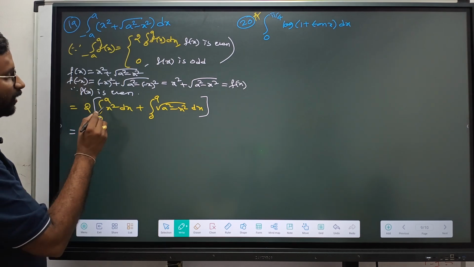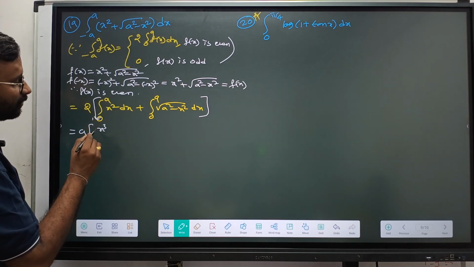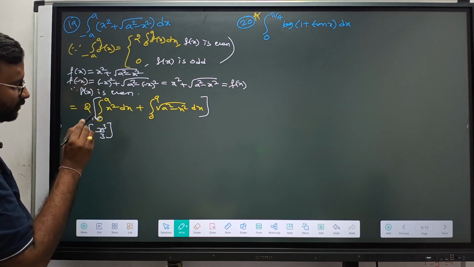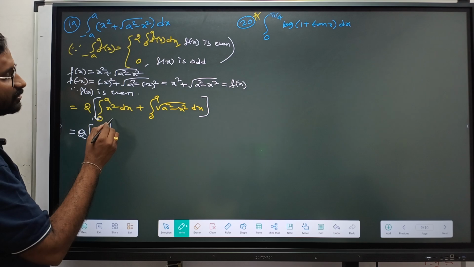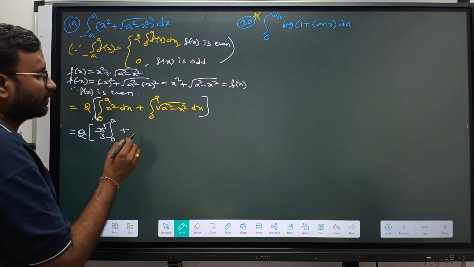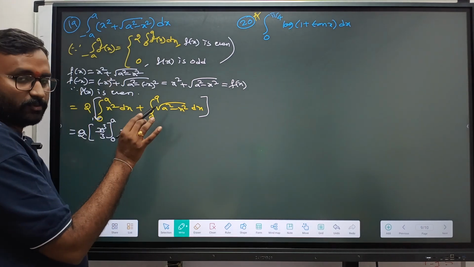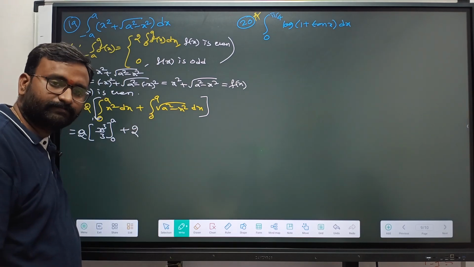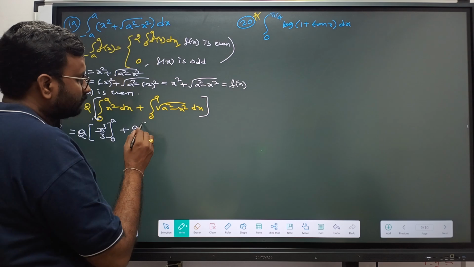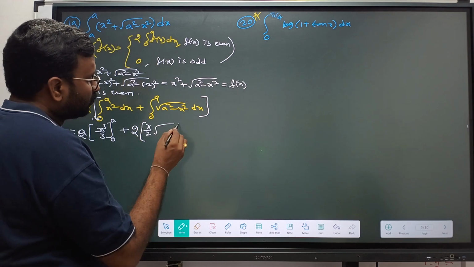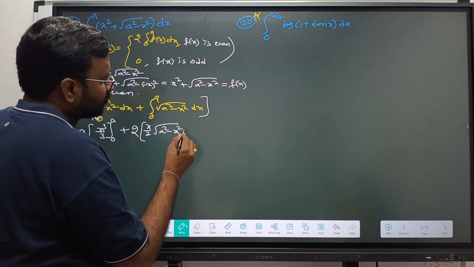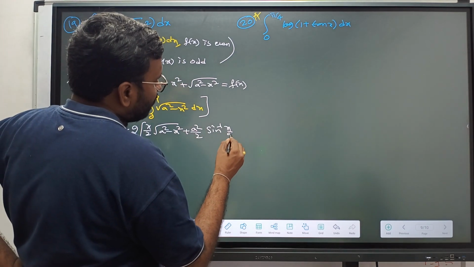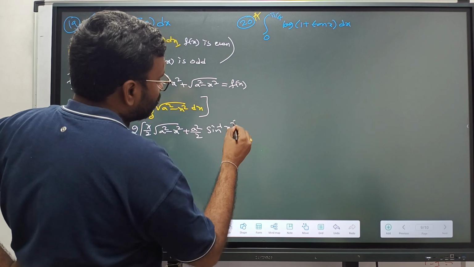What is the integral of x square? x cube by 3. This 2 is the multiple for both, with limits 0 to a. Plus, what is the formula for the integral of root over a square minus x square? This is the formula: x by 2 root over a square minus x square plus a square by 2 sine inverse x by a. But the limits are 0 to a.